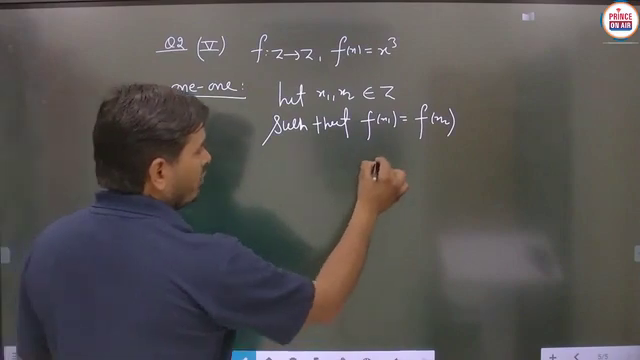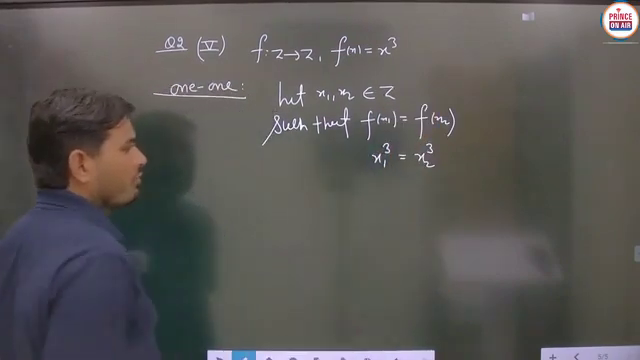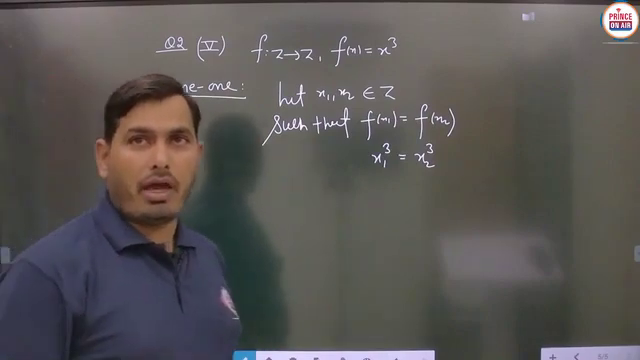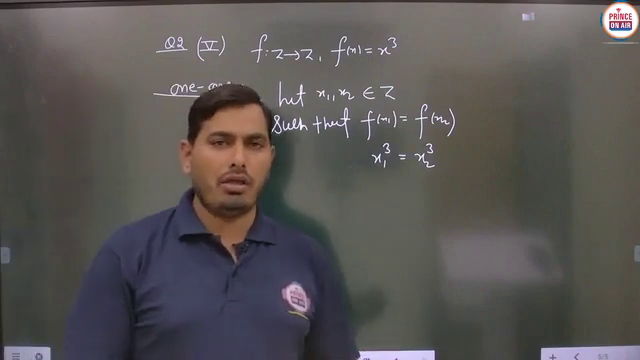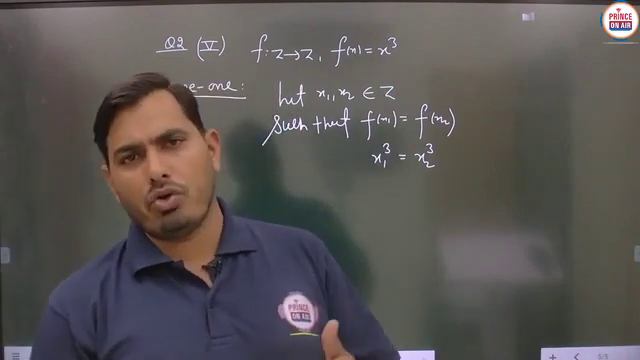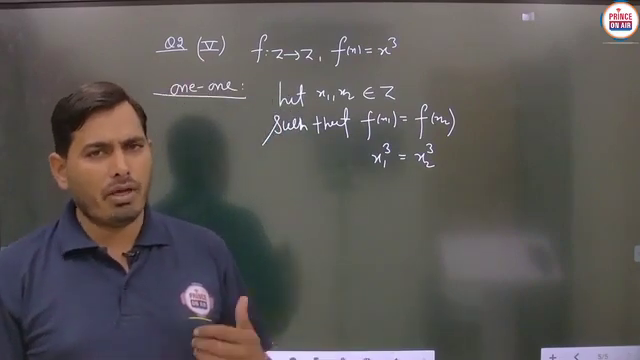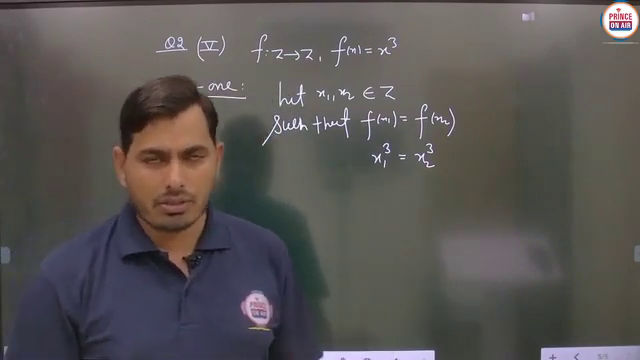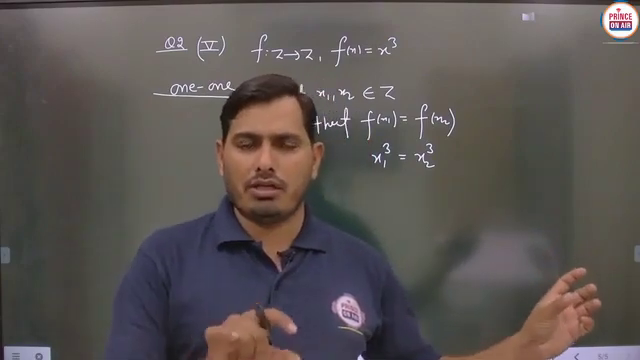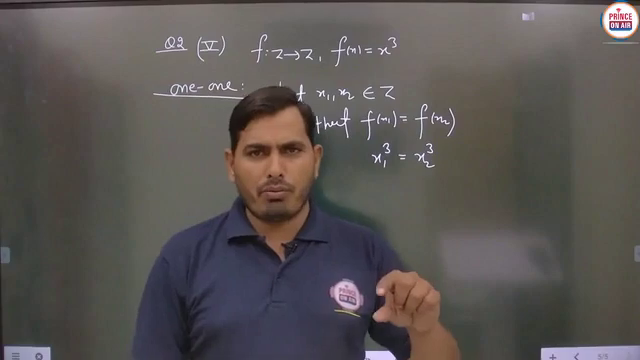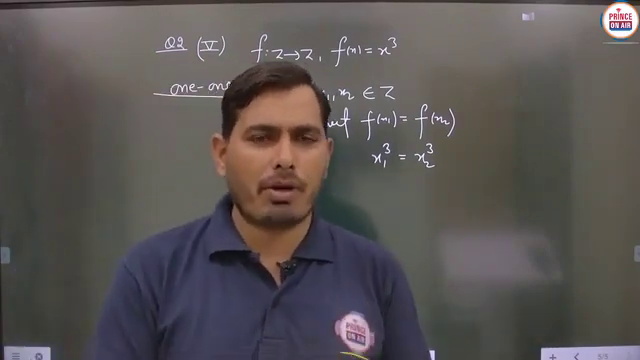So basically here you can say that x1 whole cube equals x2 whole cube. Is it clear? Now student, x1 whole cube equals x2 whole cube, and you know very well about this thing. Any negative number cubed will be negative, and any positive number cubed will be positive. Is it clear? Means in the case of odd power, if any negative number is there, then its cube will be negative. Any positive number, then its cube will be positive.